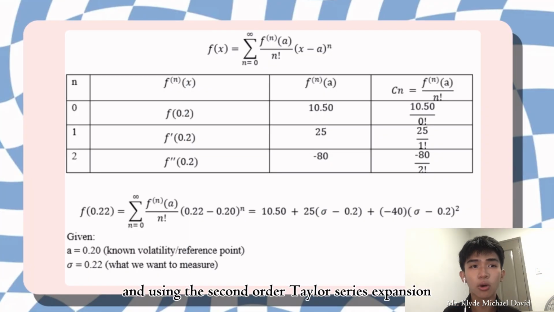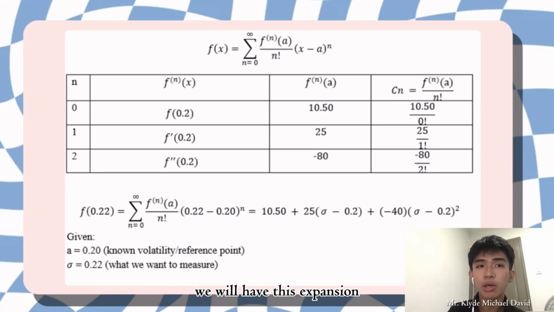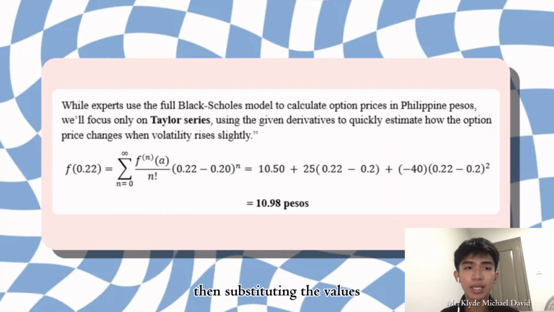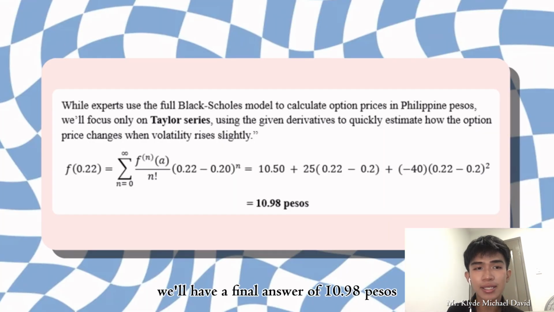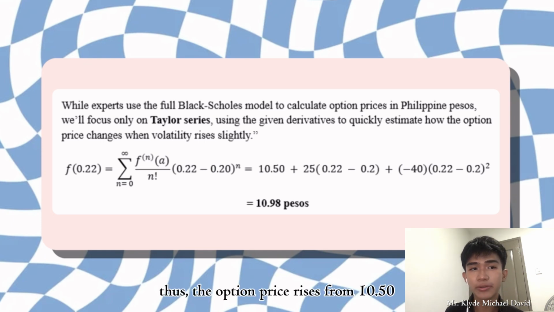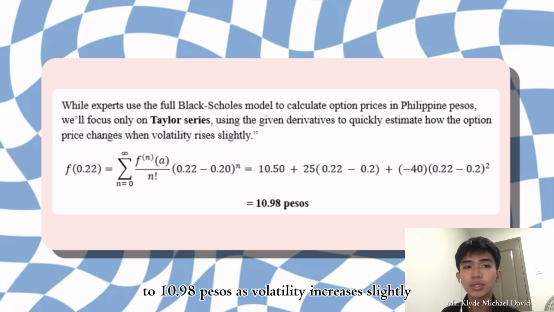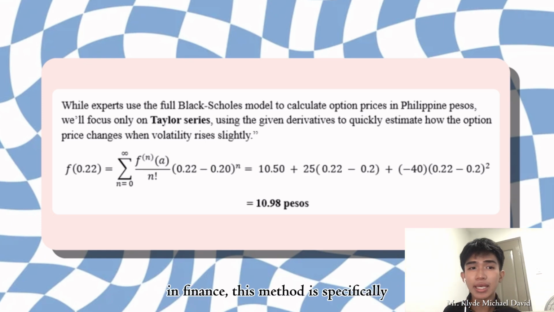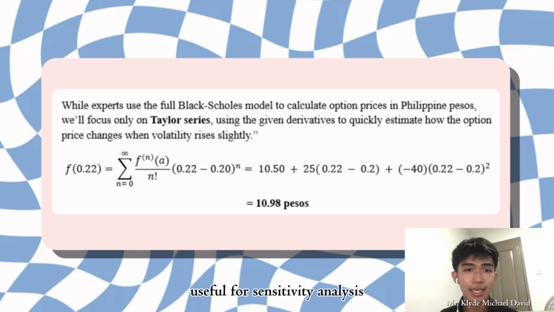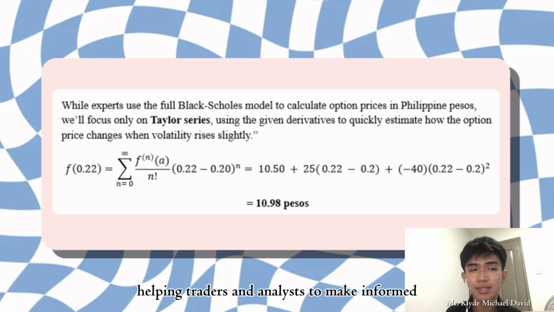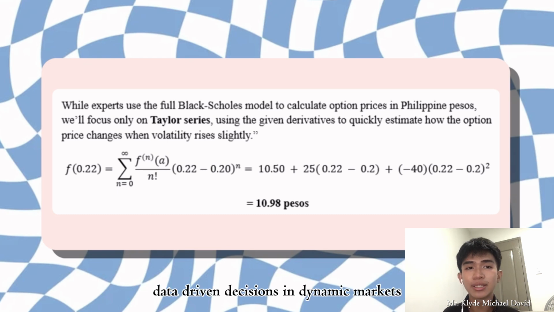And using the second-order Taylor series expansion, we will have this expansion. Then, substituting the values, we will have a final answer of 10.98 pesos. Thus, the option price rises from 10.50 to 10.98 pesos as volatility increases slightly. In finance, this method is especially useful for sensitivity analysis, helping traders and analysts to make informed, data-driven decisions in dynamic markets.